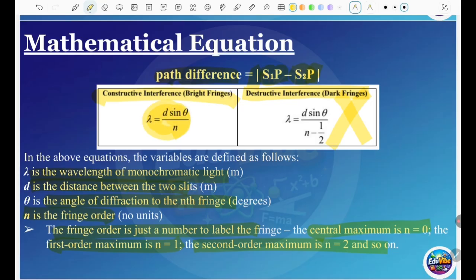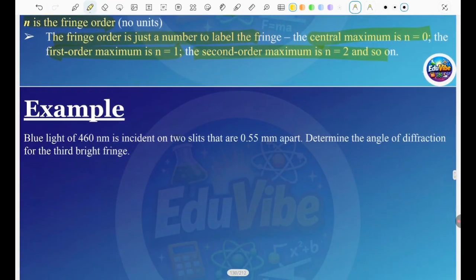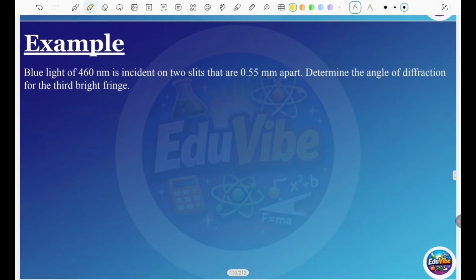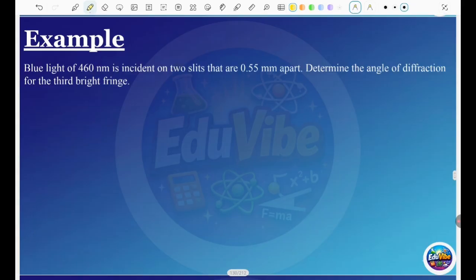So we just use this formula, which you should know, and it is in your formula sheet. The shortcut formula, as I told you, we will use in the next lesson. We have one example that brings together everything introduced so far. Blue light of 460 nanometers is incident on two slits that are 0.55 mm apart. Determine the angle of diffraction for the third bright fringe.